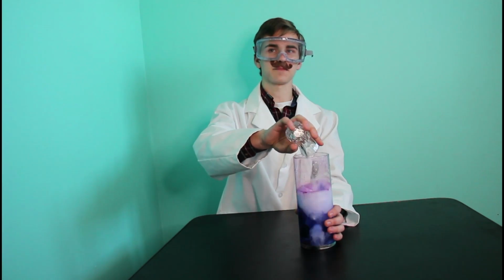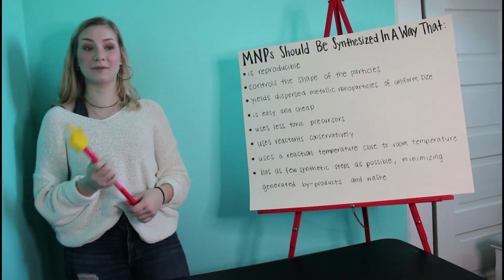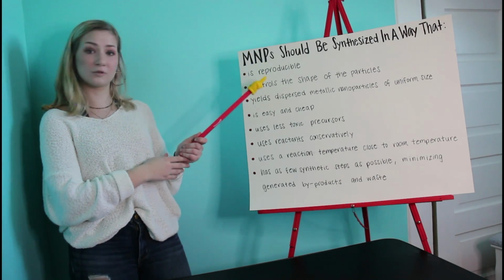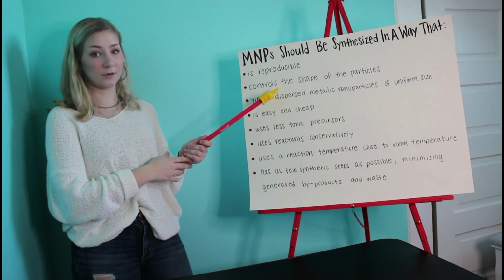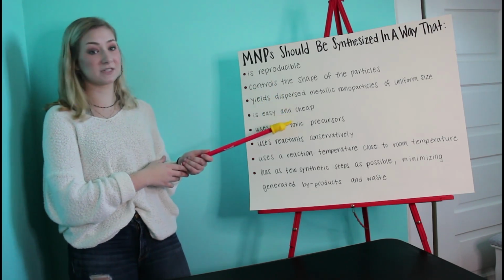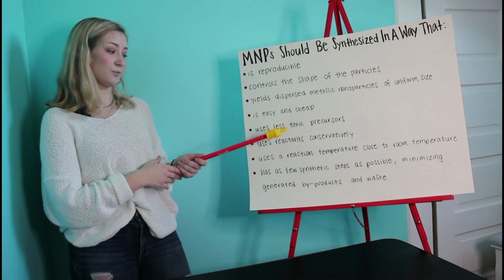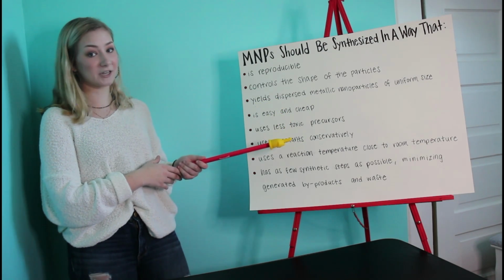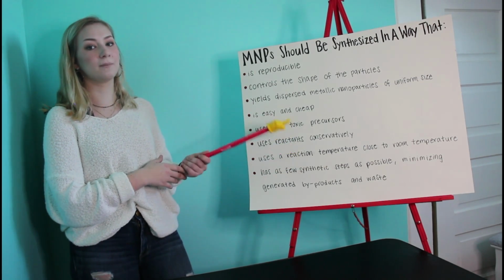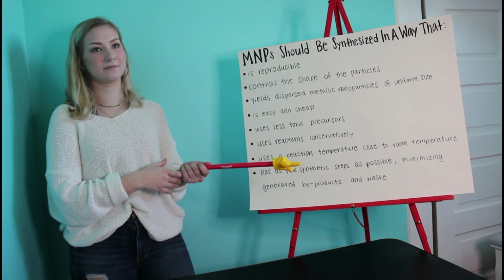Metallic nanoparticles are synthesized, or chemically produced, so that the particles will have a defined size, dimension, composition, and structure. Whoa, hold on! We need to make sure that metallic nanoparticles are synthesized in a way that is reproducible, controls the shape of the particles, yields dispersed metallic nanoparticles of uniform size, is easy and cheap, uses less toxic precursors, uses reactants conservatively, uses a reaction temperature close to room temperature, and has as few synthetic steps as possible, minimizing generated byproducts and waste.